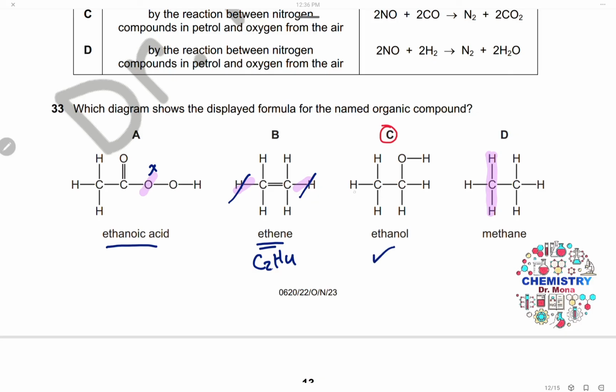It has 2 carbons, 5 hydrogens, and an OH group representing the alcohol functional group. Methane has only CH4, 1 carbon and 4 hydrogens, so this is not the correct formula of methane. The only correct formula is C.